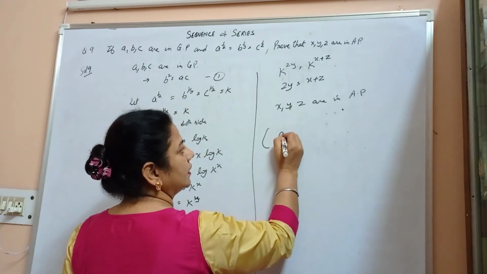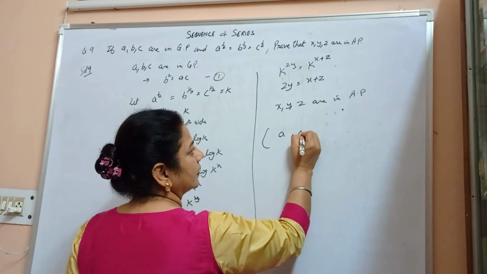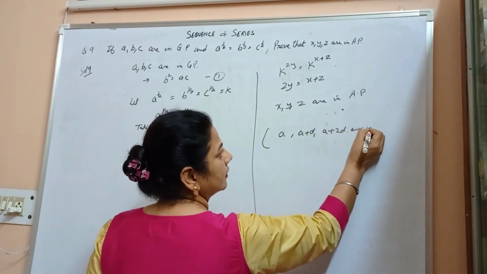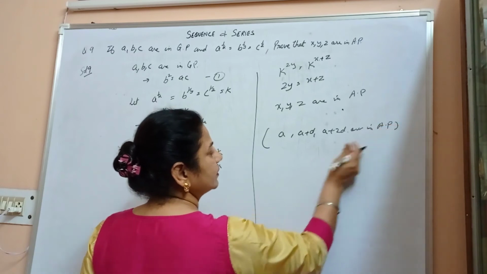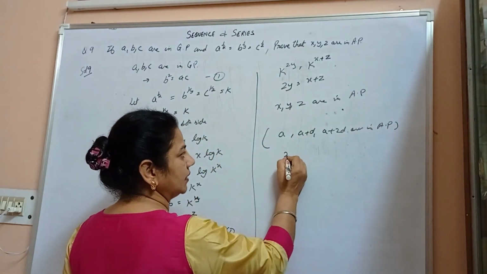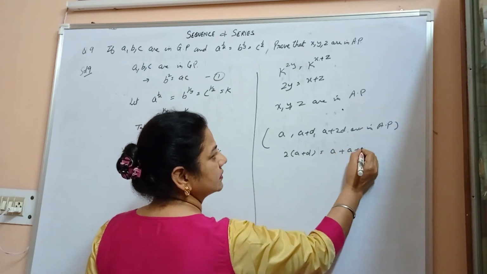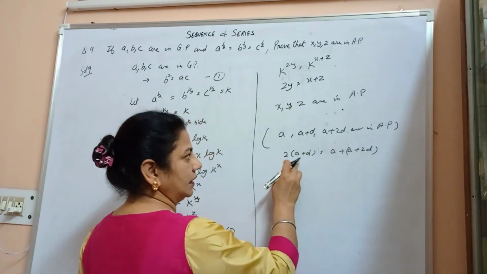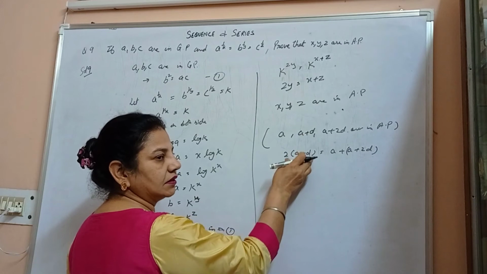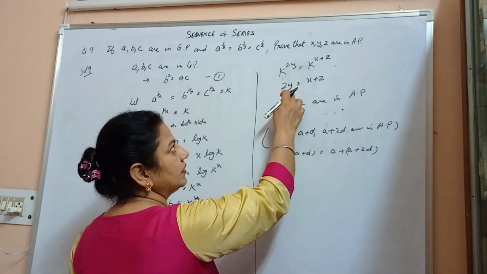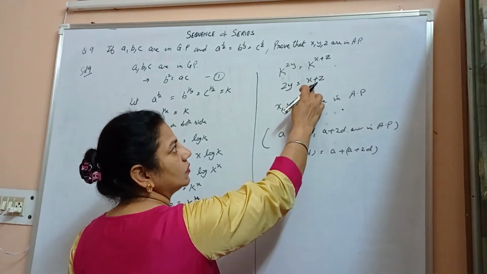Reason, we can say that if A plus D and A plus 2D are in AP, then what should we get? If I multiply this 2 times, 2 times A plus D means A plus 2D. 2 times the center number is equal to the sum of extreme numbers. That is what we get. 2 times 2y is equal to x plus z.